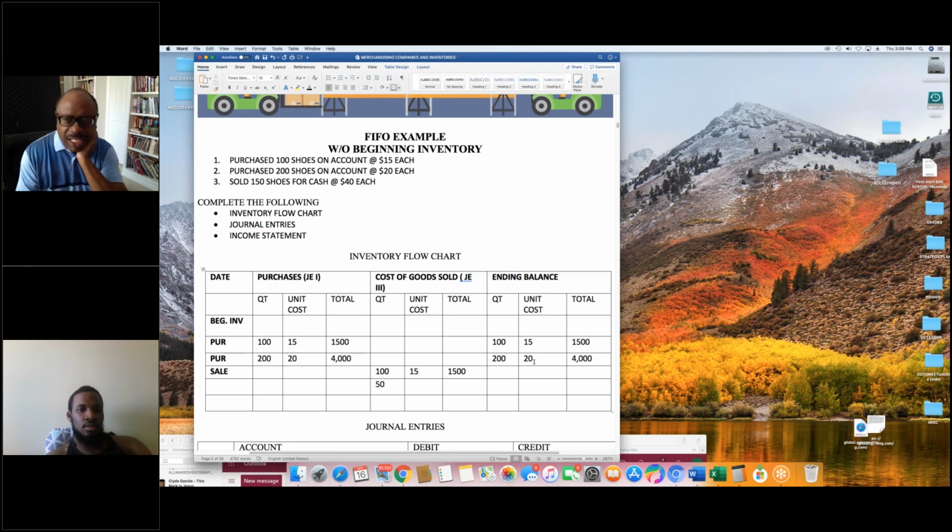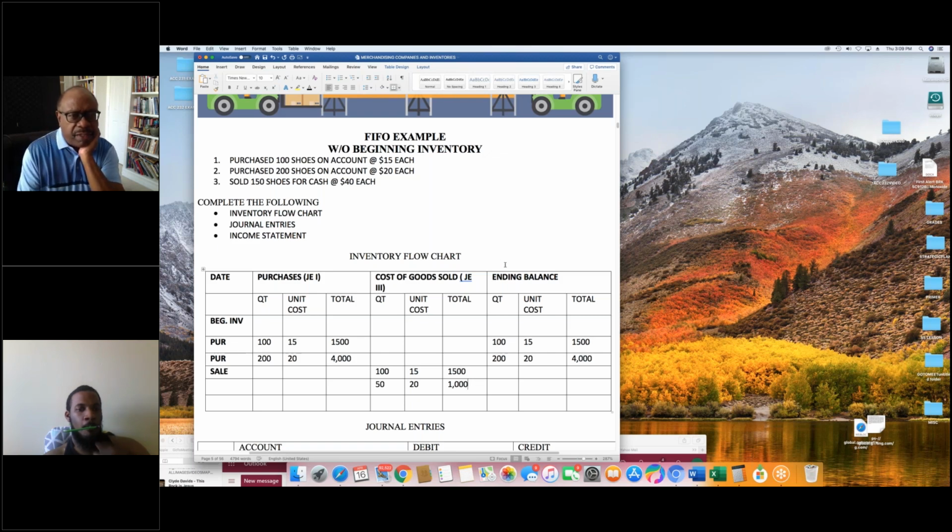Didn't I just say that selling price doesn't come into this chart? Didn't I tell you somebody's going to try to put it in? This layer is gone, so we go to the next layer, and we're going to sell 50 of these at 20. That's 1,000. So cost of goods sold is how much you paid for them, not how much you're selling them for. That's correct. How much you paid.